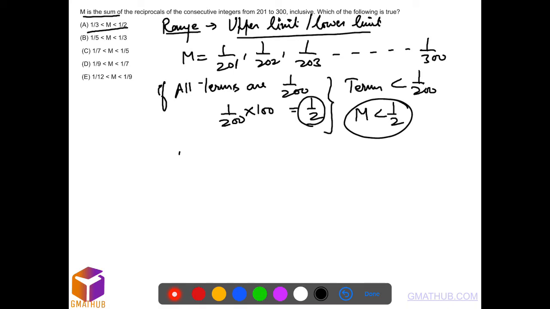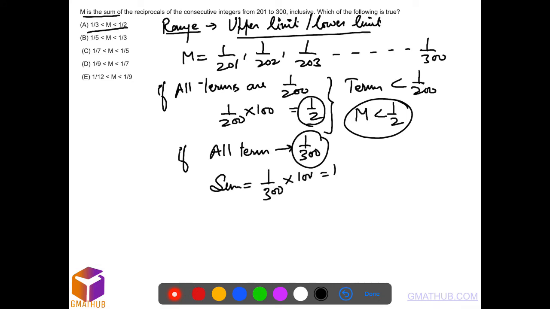Now if all the terms are 1 by 300, each term is 1 by 300, the sum in this case would be 1 by 300 into 100, which is 1 by 3. But actually every term is bigger than 1 by 300, so the sum would be bigger than 1 by 3.